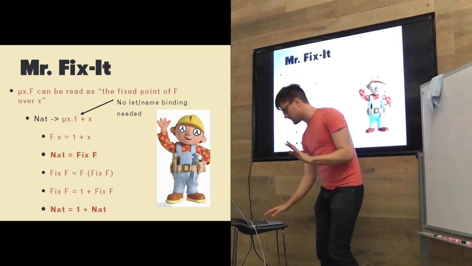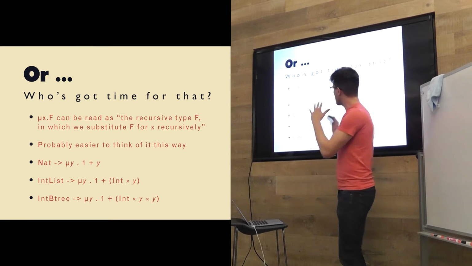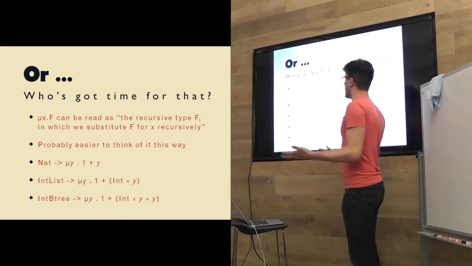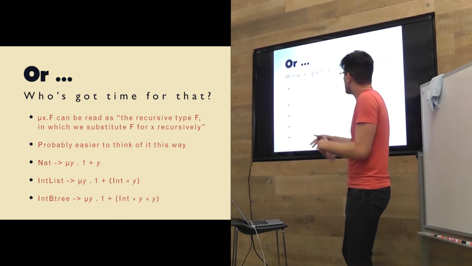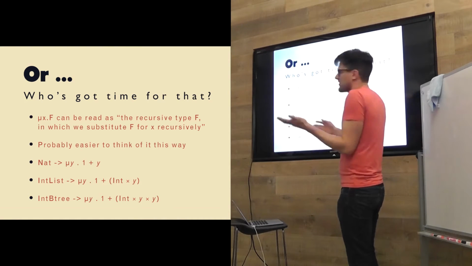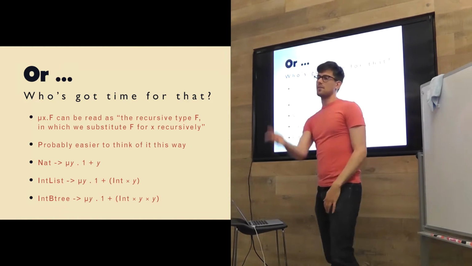Again, that might be a little unclear because who's got time for all that theory? So you can just read mu x dot f as the recursive type f in which we substitute f for x's recursively. That's kind of how I read the paper.